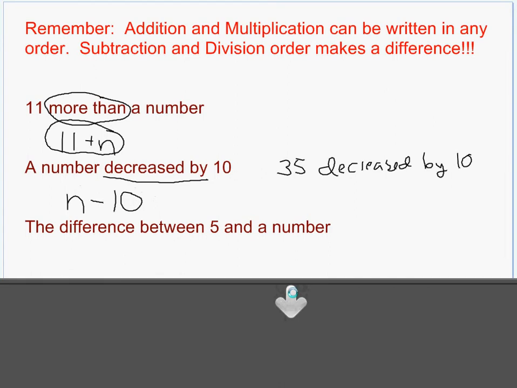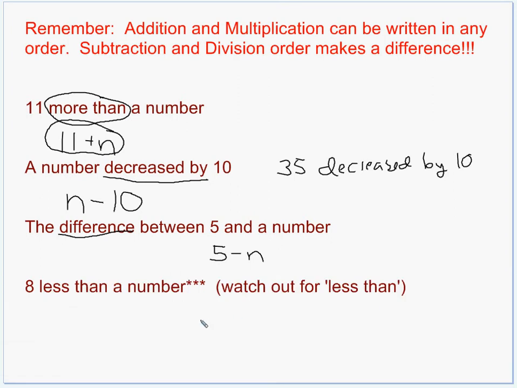Okay? Here we have the difference between 5 and a number. Well, the difference, we've already seen this one before. The difference means subtraction. So the difference between 5 and a number, that's subtraction. Okay, the next one.